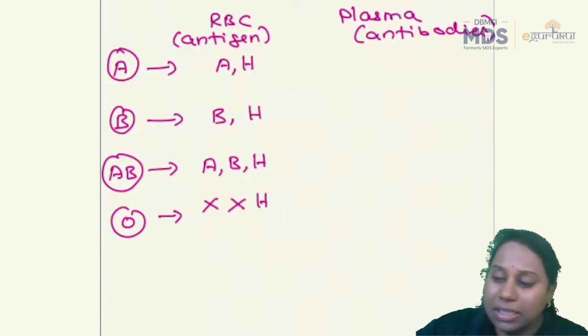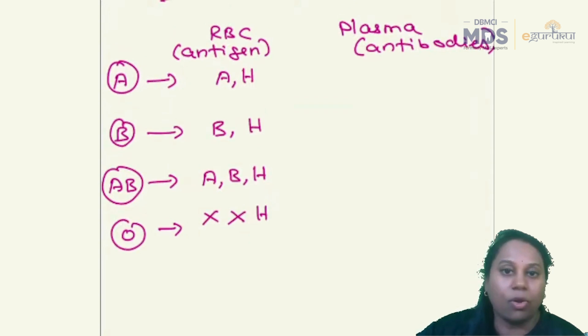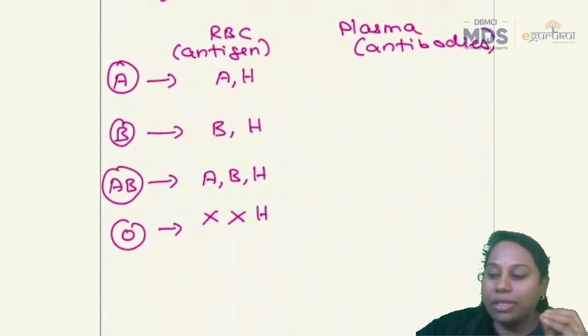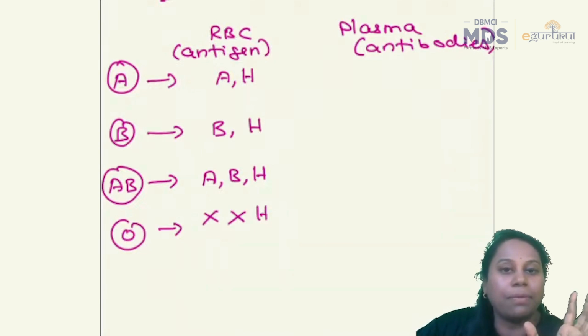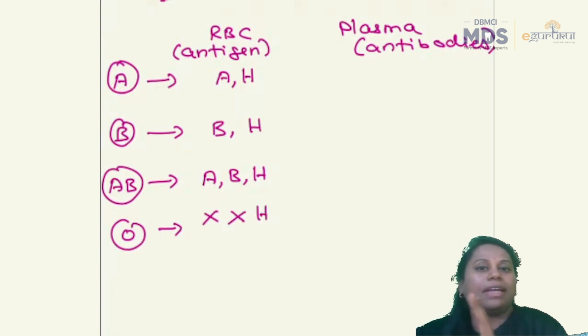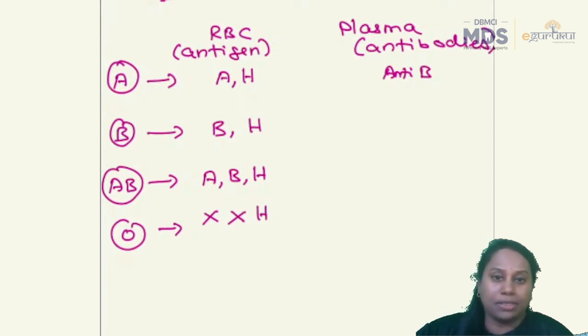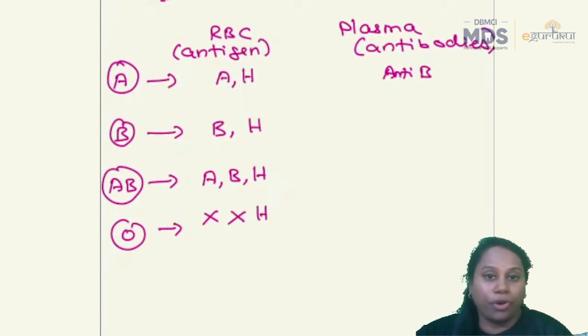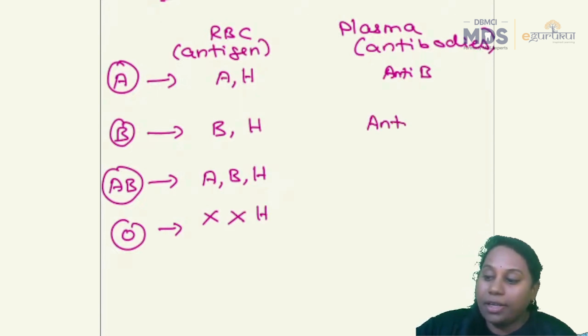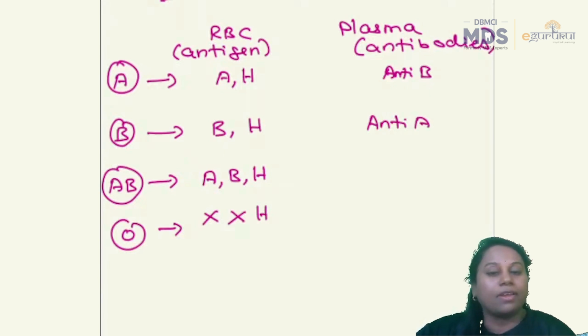What is Landsteiner's law? According to Landsteiner's law, if you have any antigen, the corresponding antibody will be absent. For example, any A group person will not have anti-A antibody. He will have only anti-B antibody. Any B group person will not have anti-B antibody. He will have anti-A antibody.